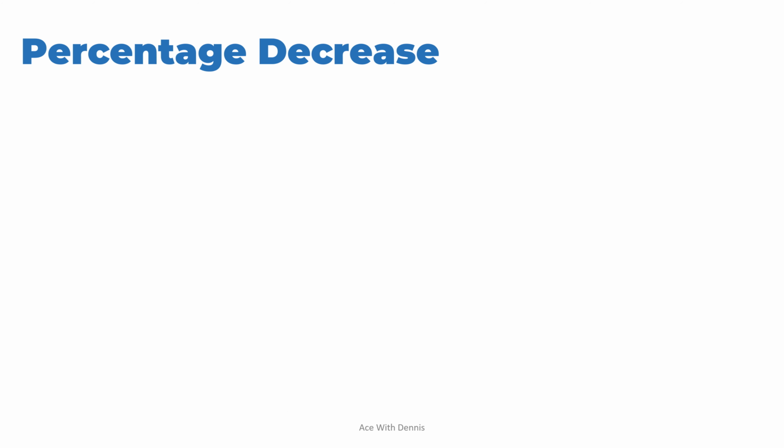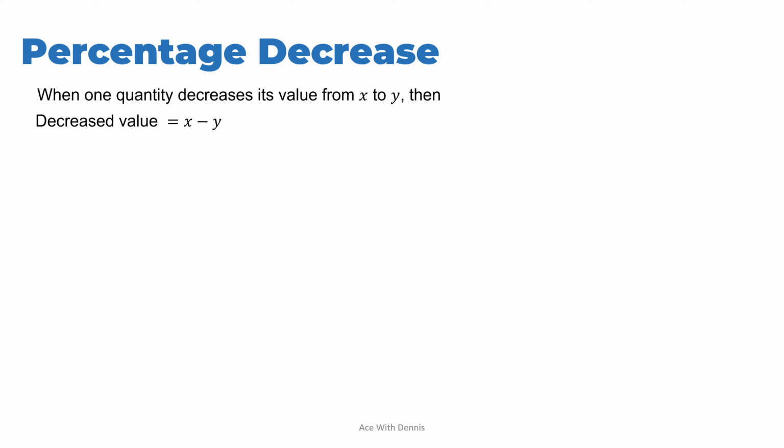After discussing percentage increase, let's talk about percentage decrease. When one quantity decreases its value from x to y, then the decreased value will be x minus y, where x is greater than y. Makes sense? Because the value decreases from x to y, so x is greater than y. Therefore, to get the decreased value, usually we take the bigger value minus the smaller value, so x minus y.